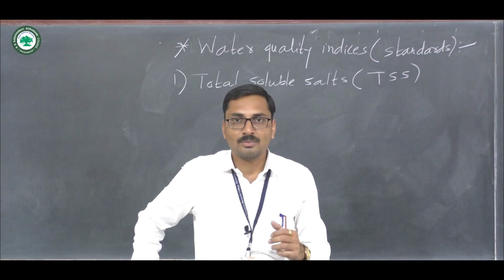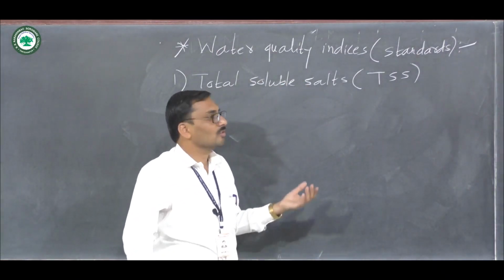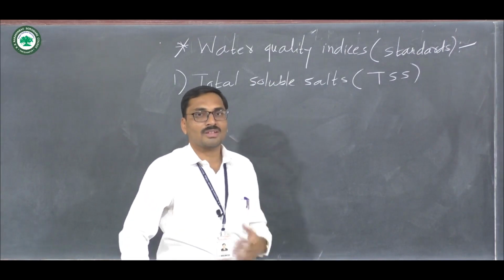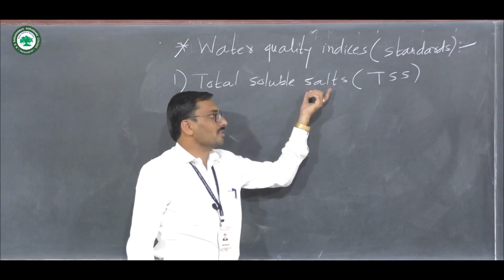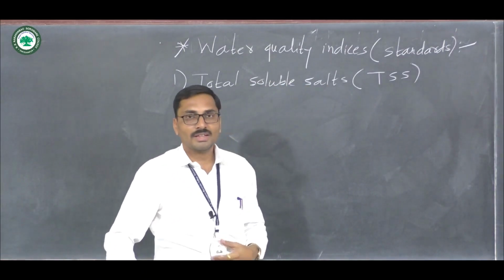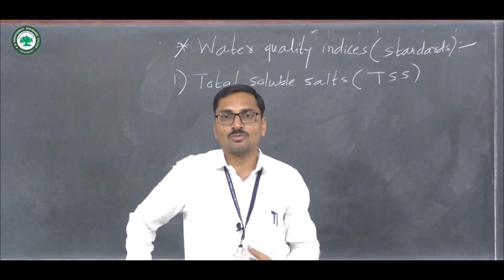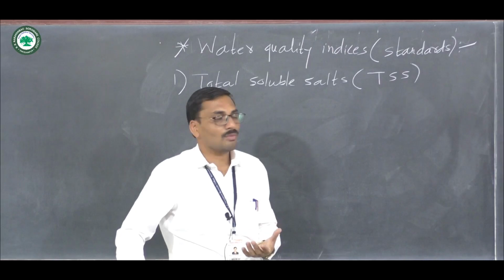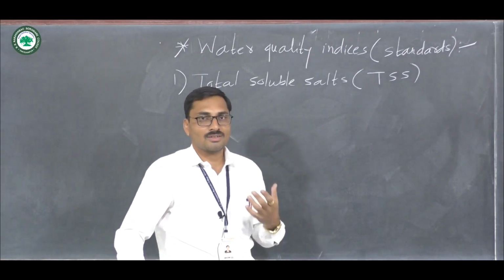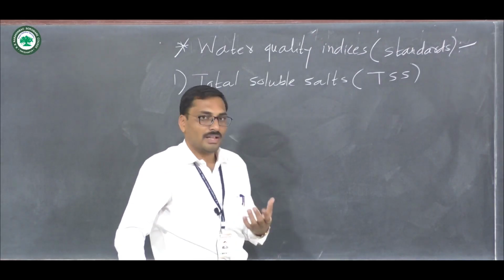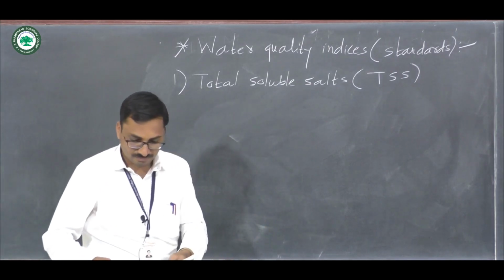Some salts are beneficial and some salts are harmful to the given soil and to the microorganisms in the soil. The total soluble salts in the given water can be determined by conductivity. If the water sample has a large amount of soluble salts, then that water gives good conductance. With the help of this technique, we can determine the total soluble salts.